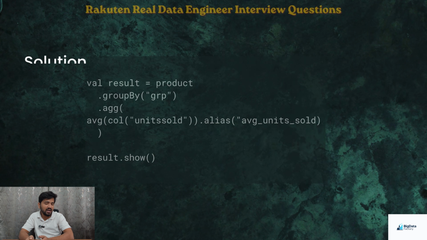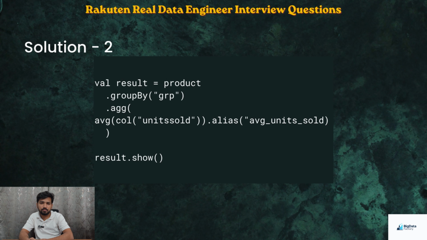So here, I first grouped the data by group. Then I applied the average aggregation on units sold. So the flow is simply group by, aggregate, and result. One production level point here is that because we are reading a CSV, I would make sure unit sold is actually a numeric column before calculating the average.